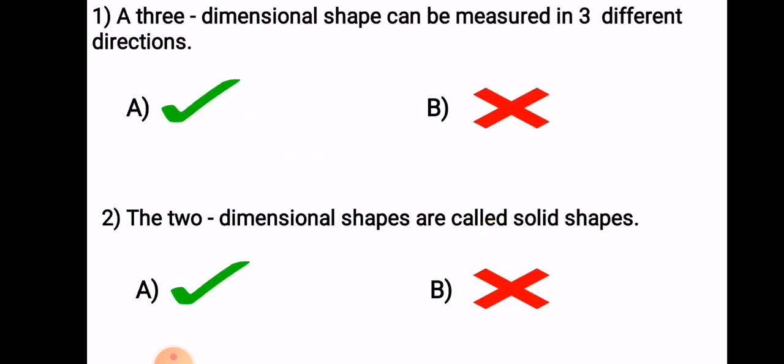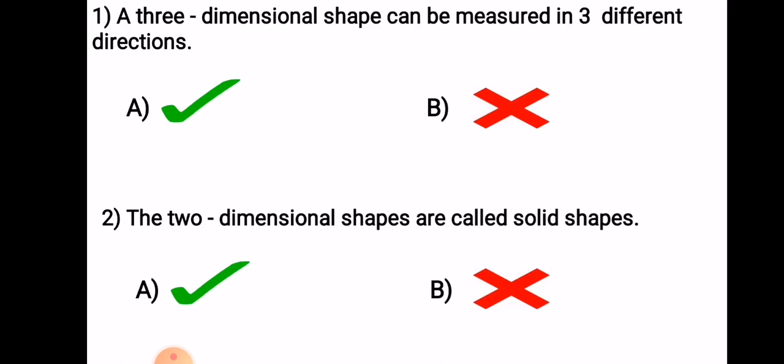Today, we will start with our math revision and this is part 1. Question number 1. A three-dimensional shape can be measured in 3 different directions. Is it true or false?